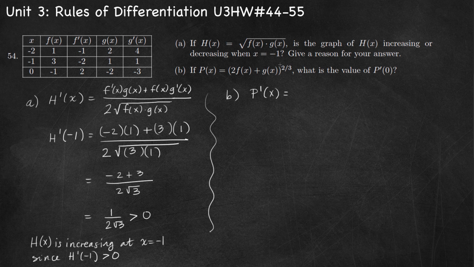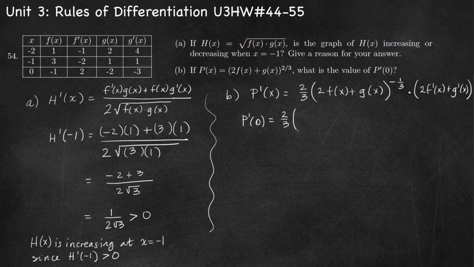So the outside function, stuff to the power 2/3, that derivative is going to be 2/3 times the stuff to the power negative 1/3 times the derivative of the stuff. The derivative of the stuff will be 2f prime plus g prime. Now we want to find p prime of 0. So we substitute 0 in for x.